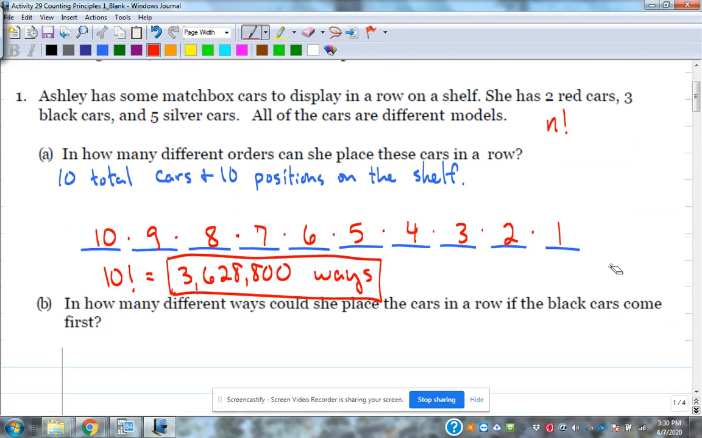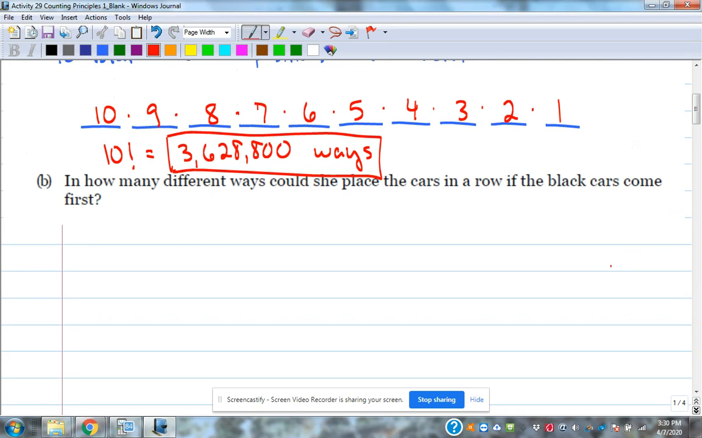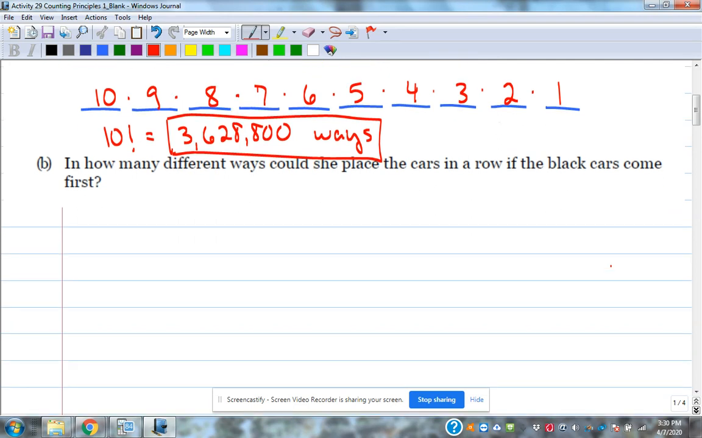And B part says, in how many different ways could she place the cars in a row if the black cars have to come first? Again, we got 10 cars that we're putting in position. 7, 8, 9, 10. And then we want to put black cars in the first position. So how many black cars do we have to choose from?